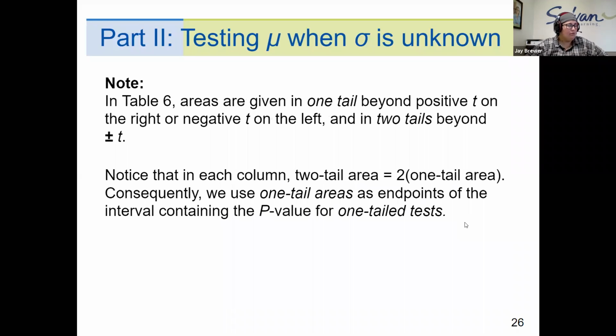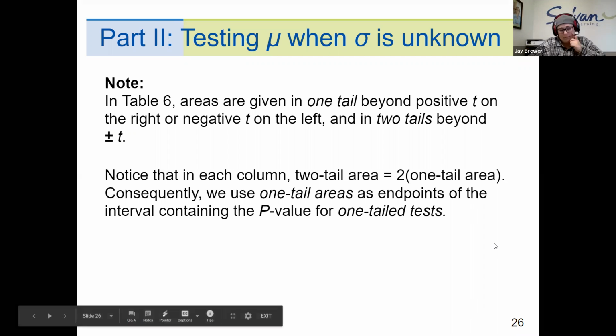All right. Note, in Table 6, areas are given in one tail beyond positive t on the right or negative t on the left, and in two tails beyond plus or minus t. Notice that in each column, the two-tail area is 2 times the one-tail area. Consequently, we use one-tail areas as endpoints of the interval containing the p-value of a one-tailed test.